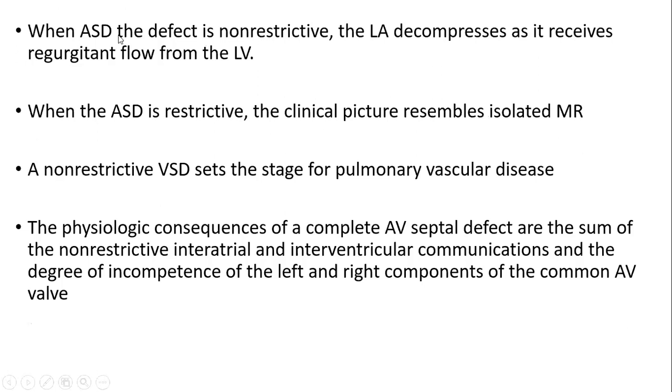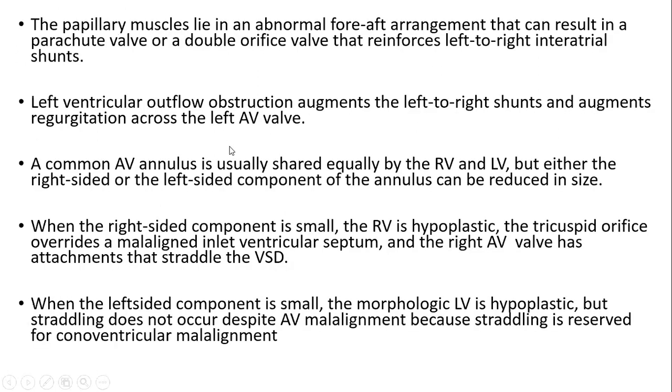When the right component is small, the RV is hypoplastic, and the tricuspid orifice overrides the malaligned segment when there is straddling. If the left component is small, the morphological LV is hypoplastic, but straddling does not occur despite AV malalignment, because straddling is reserved for conoventricular malalignment. Basically, straddling is more common when the right side is small. It is not common on the left side. Only when the conoventricular area is involved does malalignment occur.